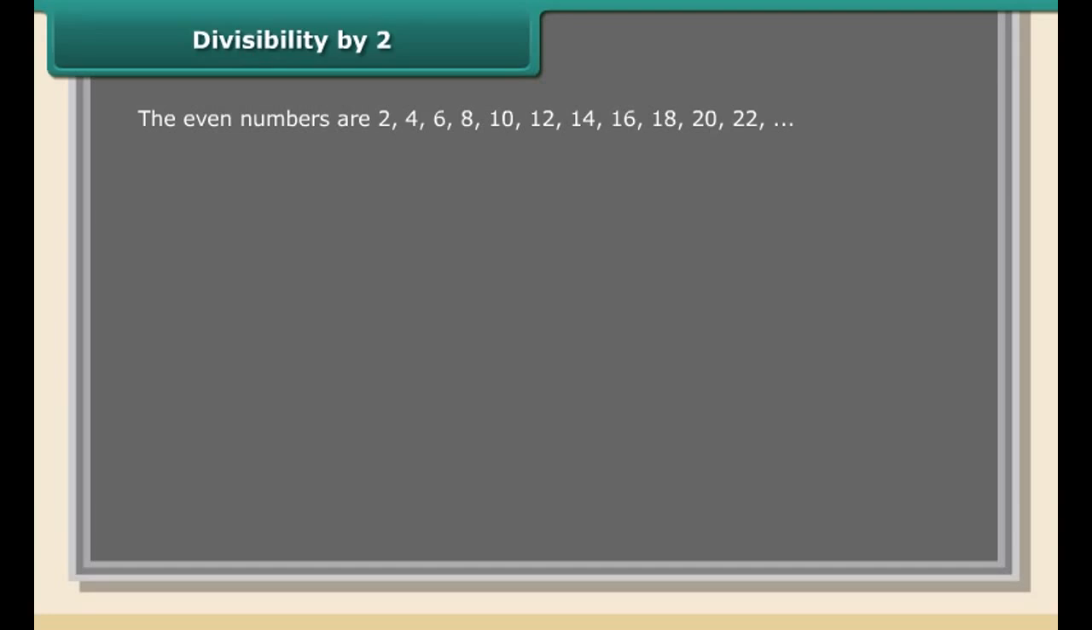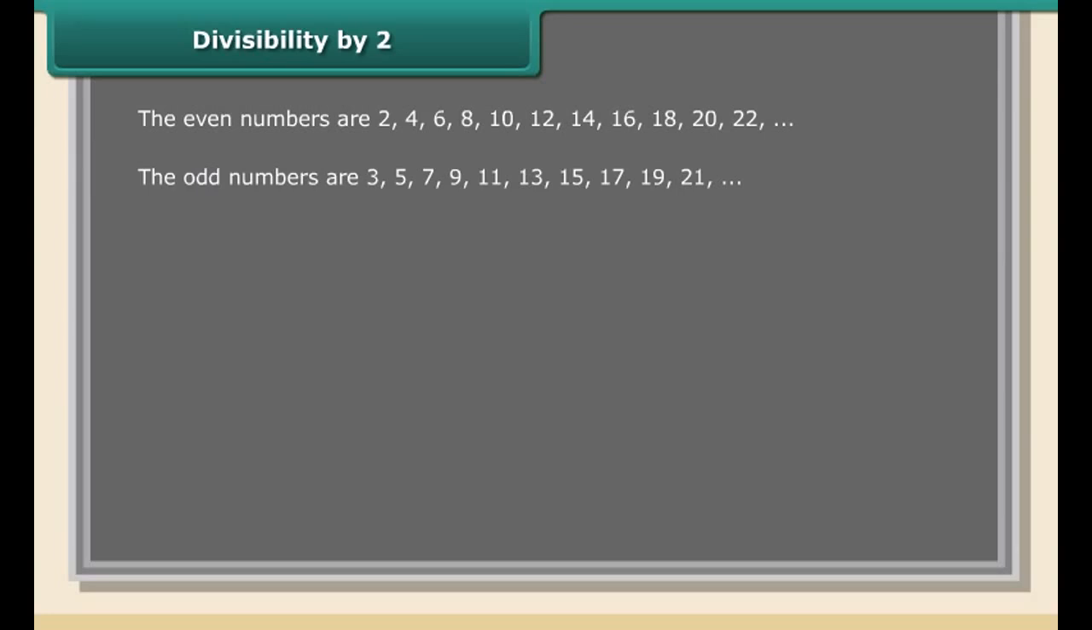Divisibility by 5. The multiples of 5 are 5, 10, 15, 20, 25, and so on. In the ones place, the digit is either 5 or 0. If the ones digit of a number is 0 or 5, then it is divisible by 5. Let us explain this rule.